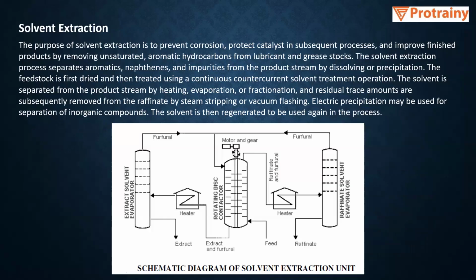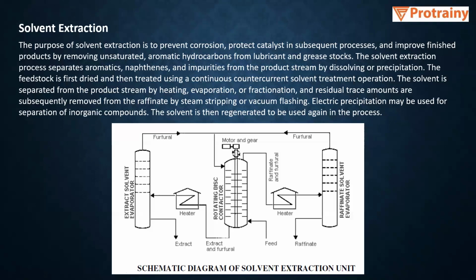Solvent extraction. The purpose of solvent extraction is to prevent corrosion and protect the catalyst. Basically, we remove the unsaturated and aromatic hydrocarbons from lubricant and greasy stock. The feedstock is first dried in this particular unit, and then a counter-current solvent treatment operation is done.